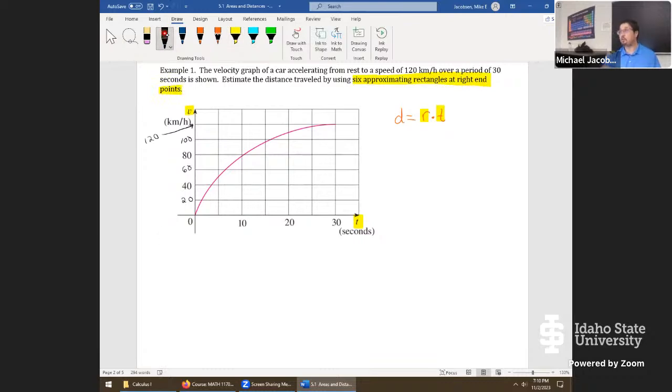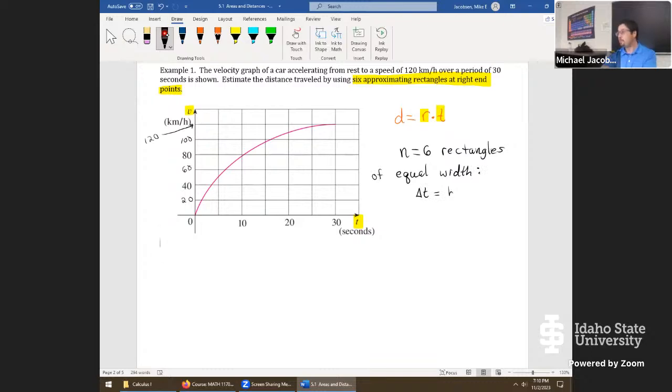What I would say right away to organize information is immediately n is going to be equal to 6. So we're using 6 rectangles to estimate this, and we want our rectangles to be of equal width each time that we do this. So n equals 6 rectangles of equal width. The width is always going to be by this formula. It'd be a delta x if the variable is x. In this problem, it's going to be delta t.